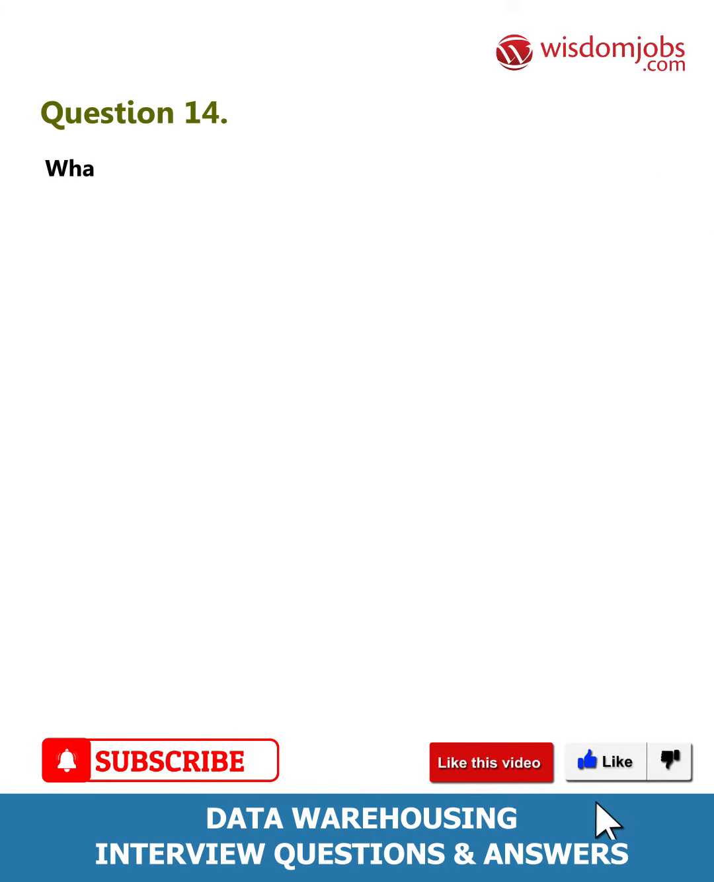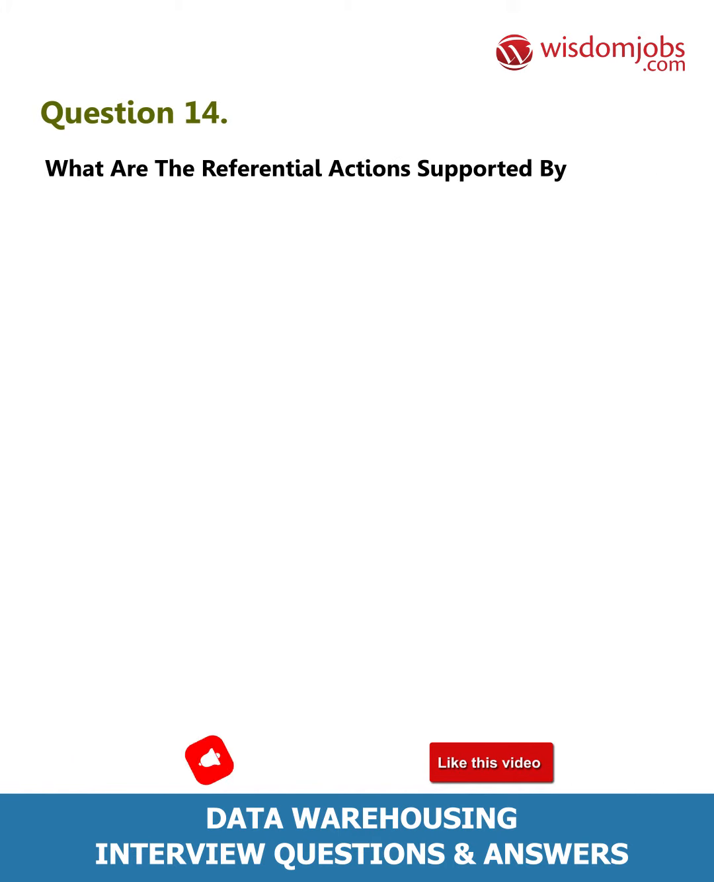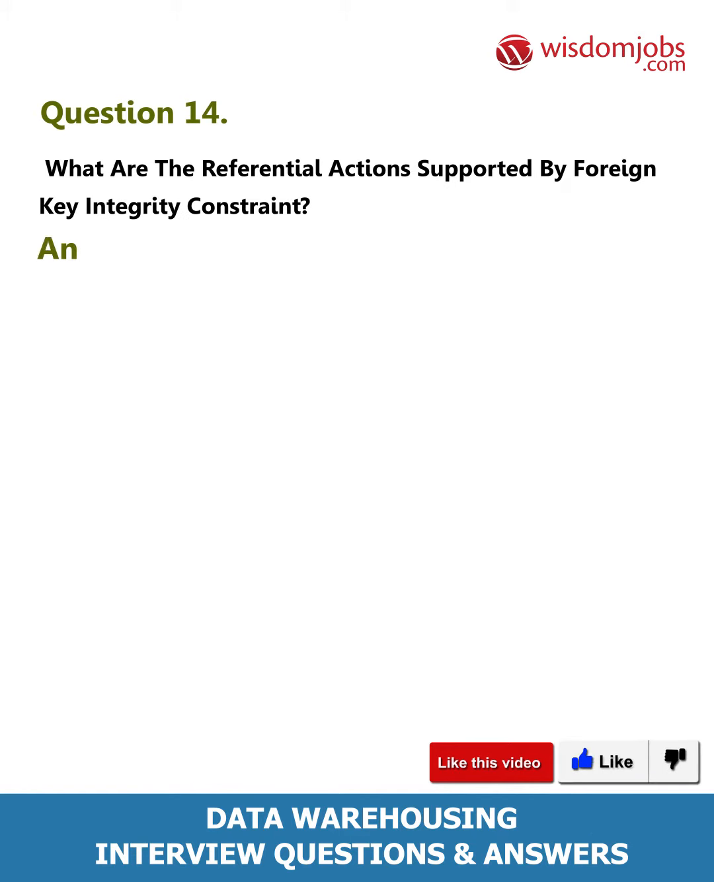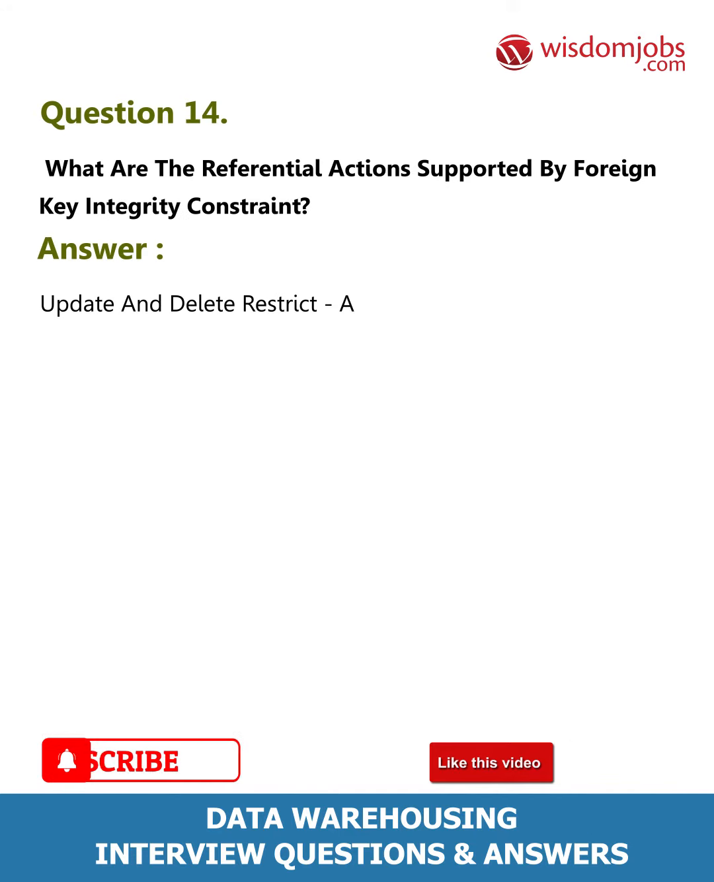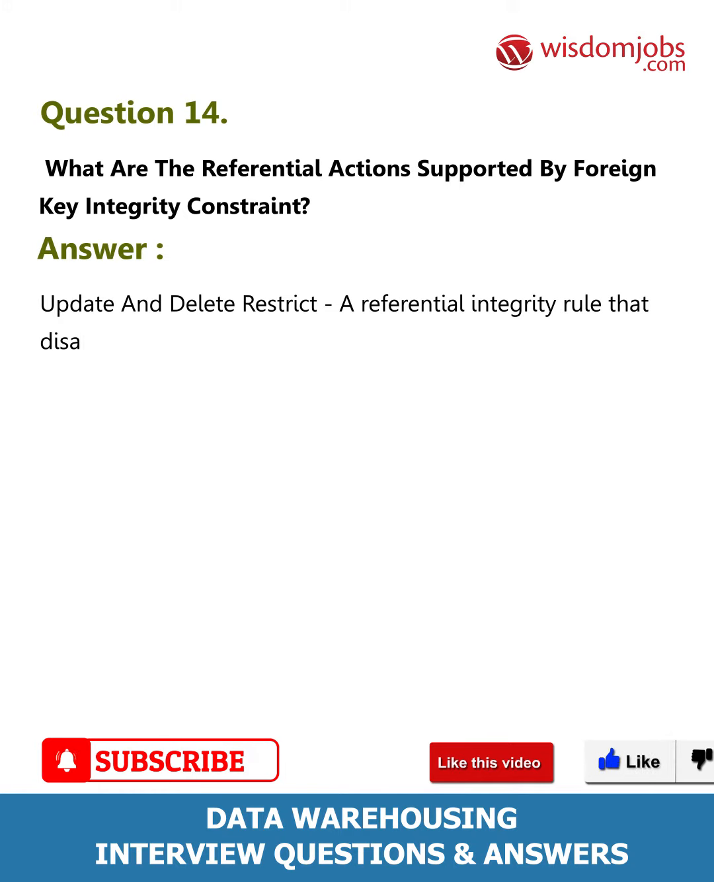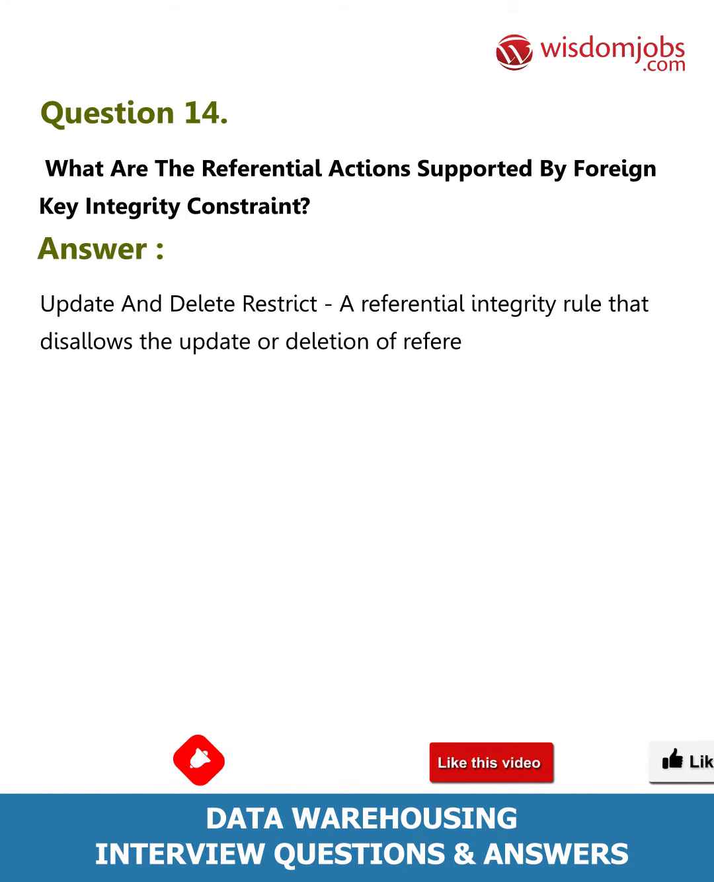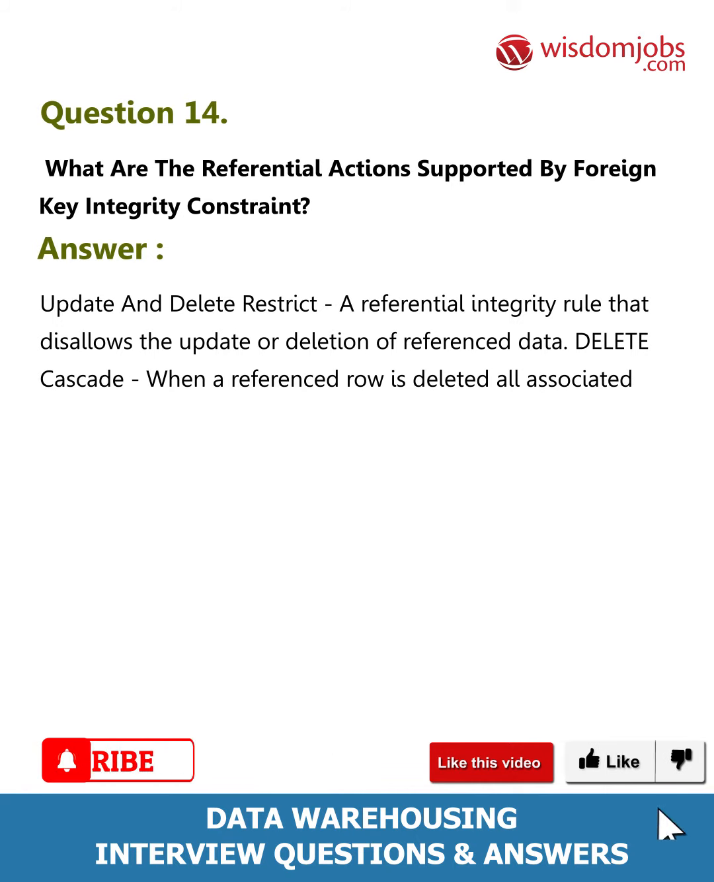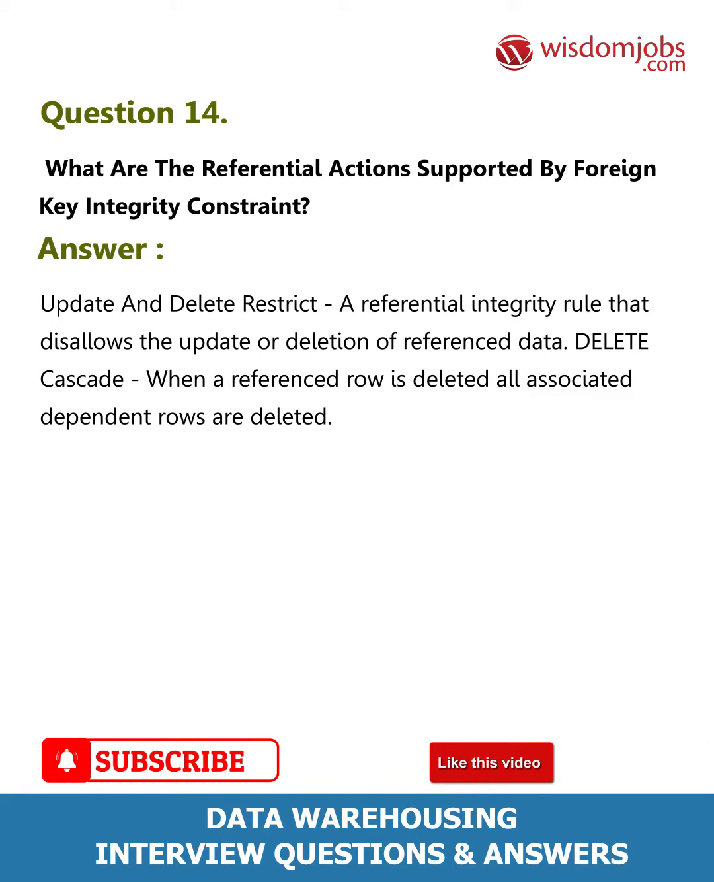Question 14. What are the referential actions supported by foreign key integrity constraint? Answer. Update and delete restrict: a referential integrity rule that disallows the update or deletion of referenced data. Delete cascade: when a referenced row is deleted, all associated dependent rows are deleted.